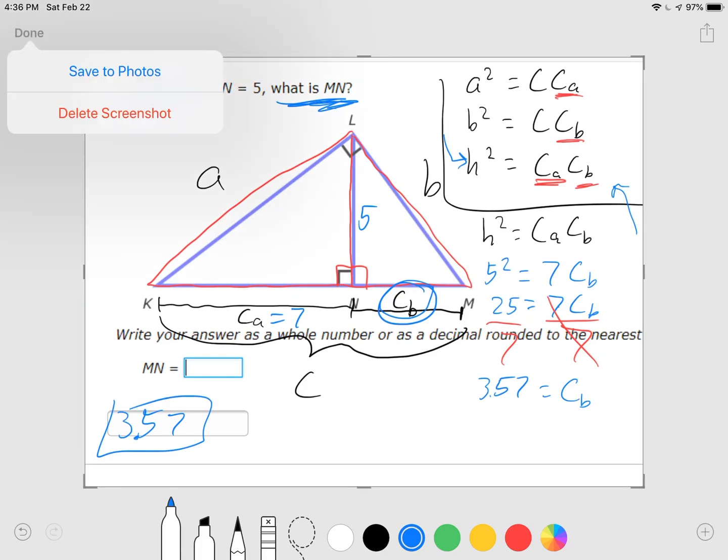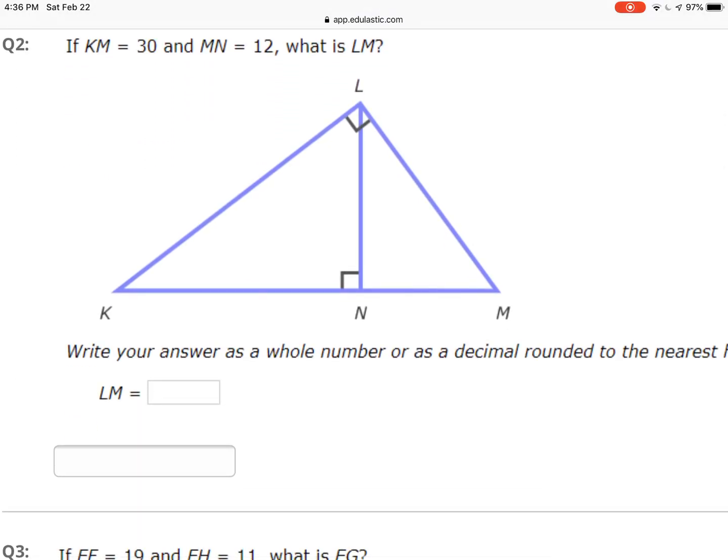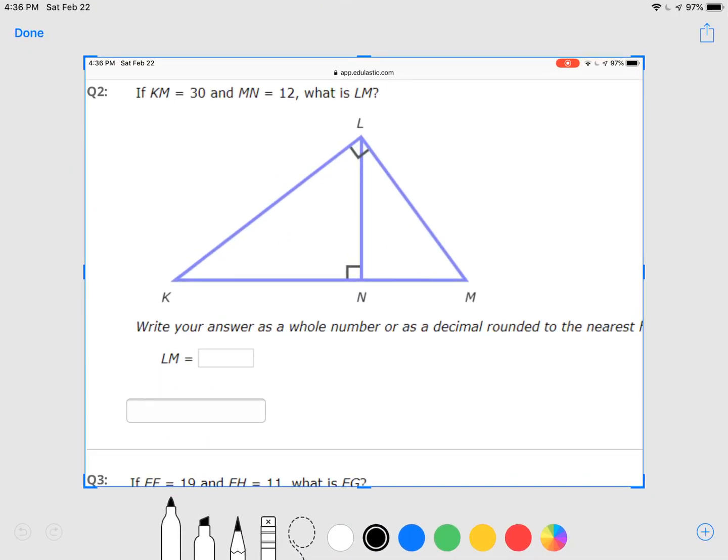Okay, next question. I'm going to go pretty fast through these because it's the same thing over and over again, and I'm a little bit pressed for time. So I'm not going to rewrite the formulas every single time. I'm just going to pick the right one. So they gave us KM, which is C, and they said it's 30. MN is 12.